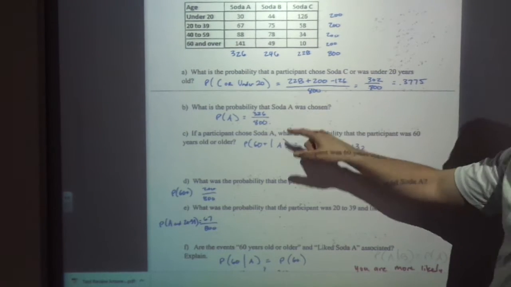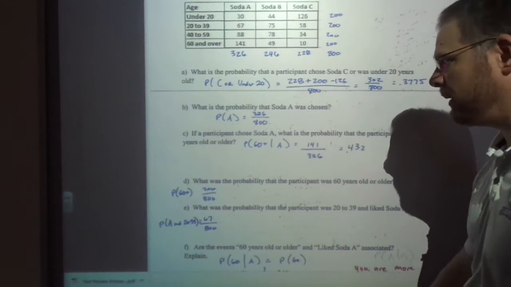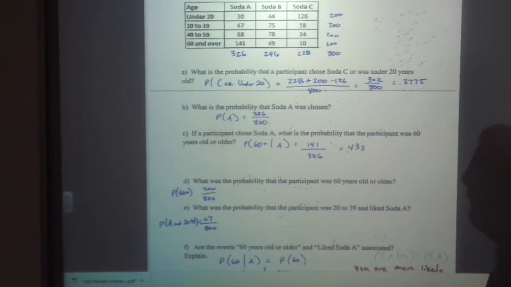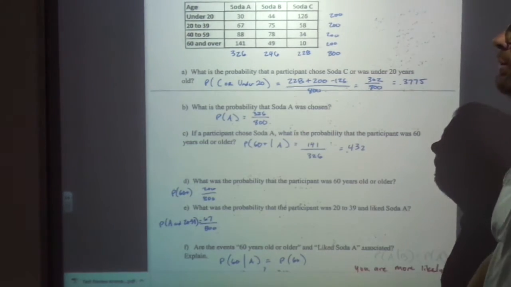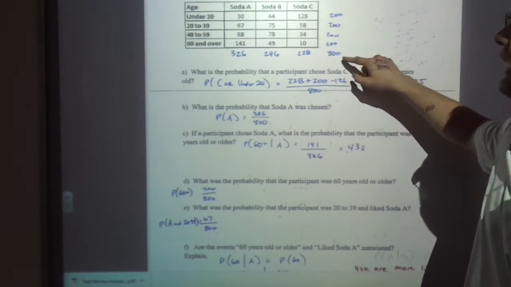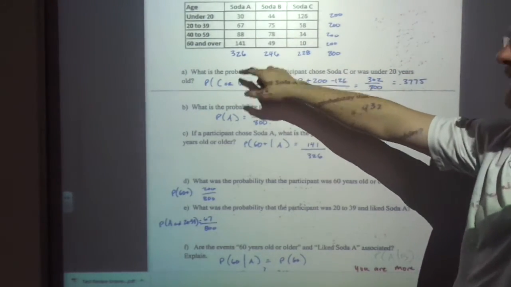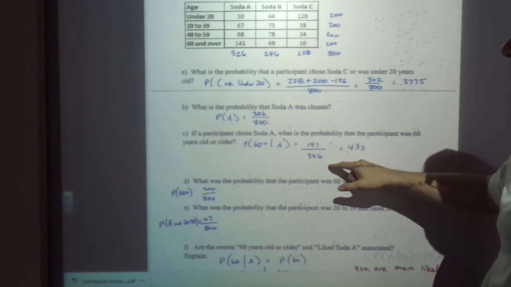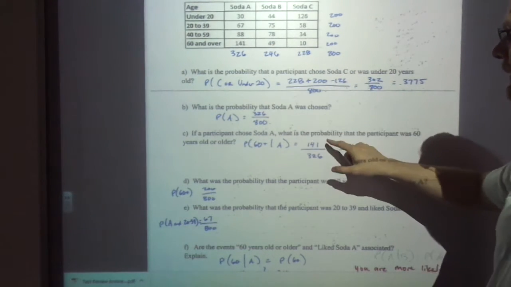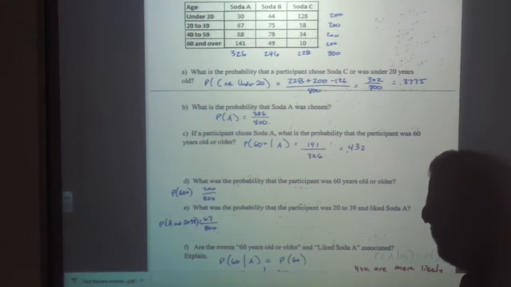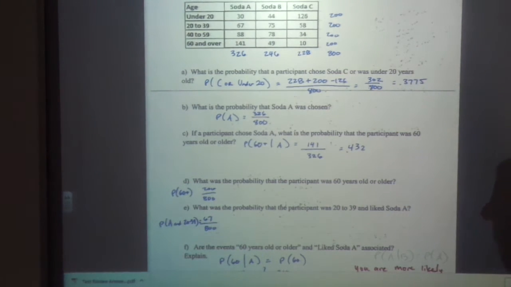B, what's the probability A was chosen? Well, that's easy. That's 326 out of everybody, out of everything. If they chose A, what's the probability that they were 60 years or older? So now we're not talking out of the 800. I know first that they liked this, so there's 326 of those people. And how many of these people were 60 and over? 141 out of 326.